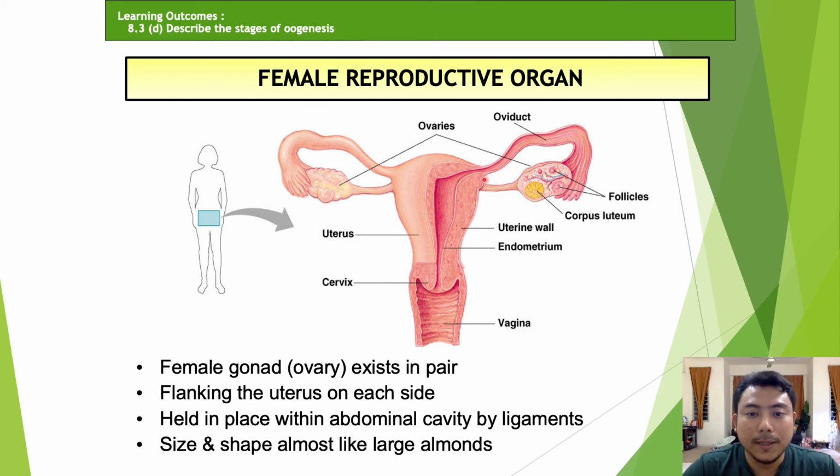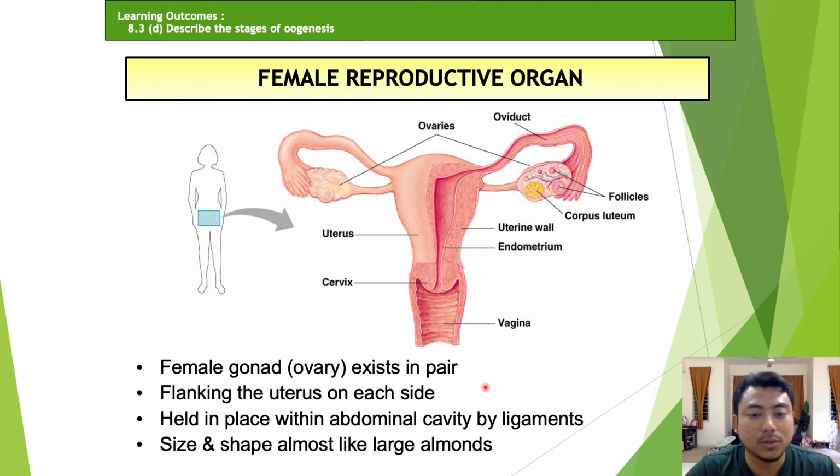So this oviduct, also called the fallopian tube, is the one that will receive the secondary oocyte ejaculated during ovulation. Okay, so ovaries are over here. There are two ovaries, left and right. Okay, so the female gonad ovary exists in pair, just like in male.